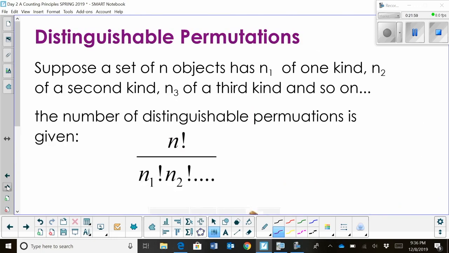Okay, now let's talk about a special case of a permutation. Suppose you have a set of n objects, and some of them repeat. So you have n sub 1, one of the objects is one of a kind, n sub 2, there's 2 of a kind, n sub 3, there's 3 of a kind, and so on. So you have repeating objects in a group.